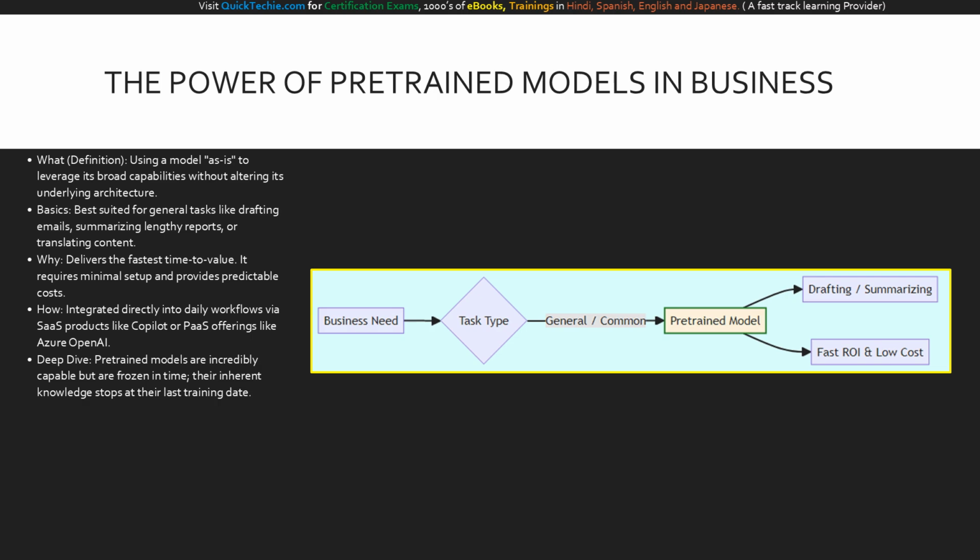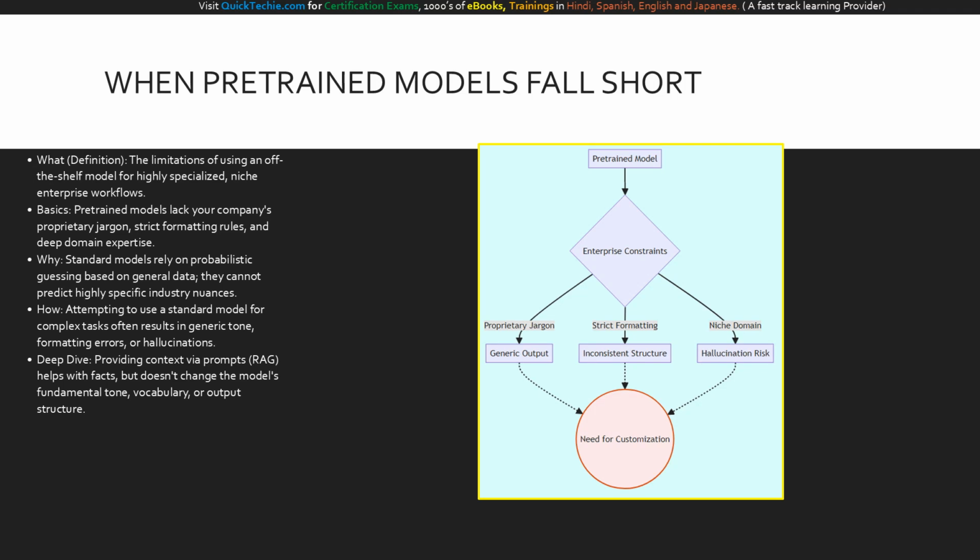This visual reinforces that you do not need to over-engineer a solution when a powerful, out-of-the-box pre-trained model can resolve the business challenge instantly. While pre-trained models are incredible, they are not a silver bullet for every enterprise challenge. We must understand when and why they fall short. As noted, the core limitation is that off-the-shelf models are generic. They lack your company's proprietary jargon, they don't know your brand's unique voice, and they struggle to consistently output data in highly rigid, strict formatting schemas required by certain industries.